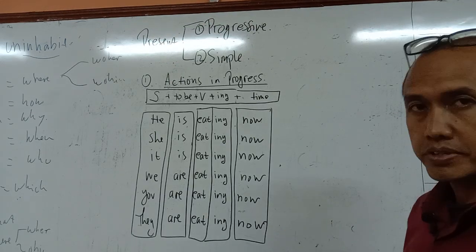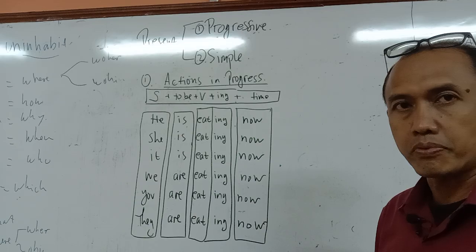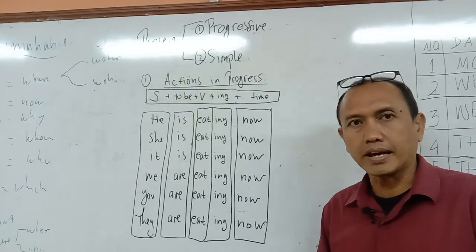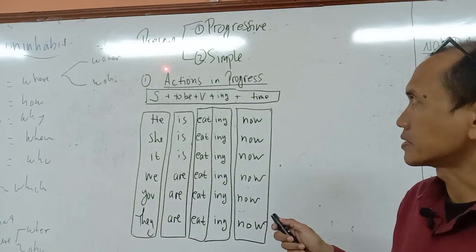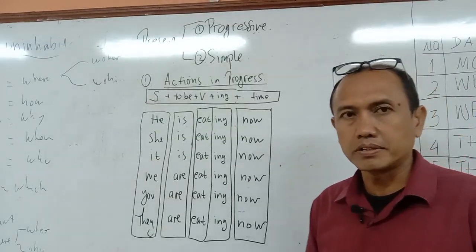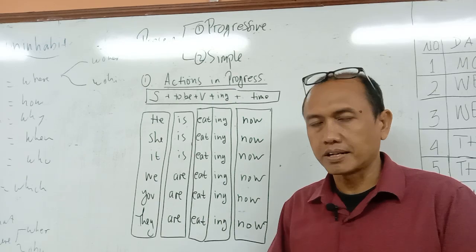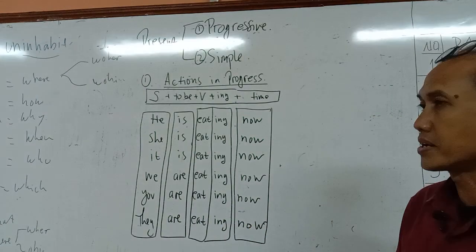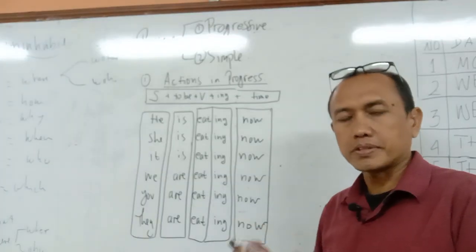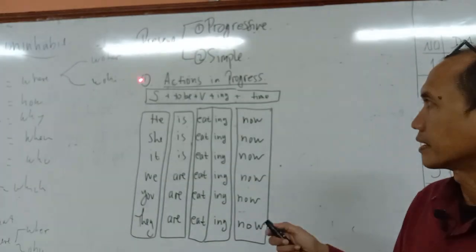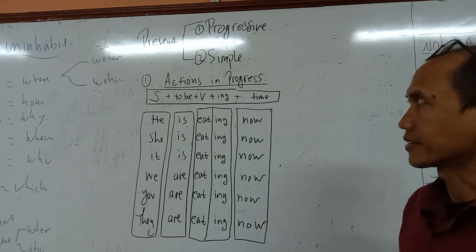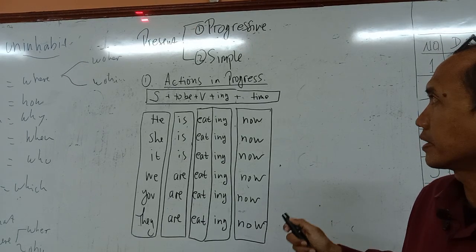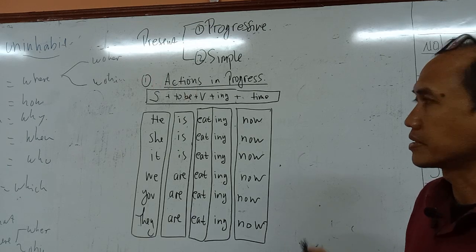Our present progressive is to express actions in progress. You can see here in bahasa Indonesia we say sedang atau lagi: dia sedang makan. Mereka sedang makan. In English you can express that sentence like this: He is eating. Okay, let's see. I want to tell you again, present progressive is to show actions in progress.